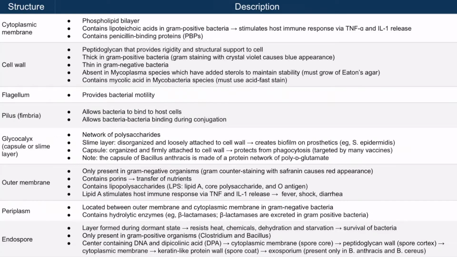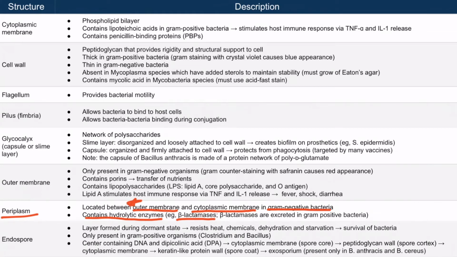Next, let's discuss the periplasm. The periplasm is located between the outer membrane and the cytoplasmic membrane in gram-negative bacteria. What you need to know about this area is that it contains hydrolytic enzymes, for example, things like beta-lactamases. As a side note, gram-positive organisms don't have a periplasm because they don't have this outer membrane.